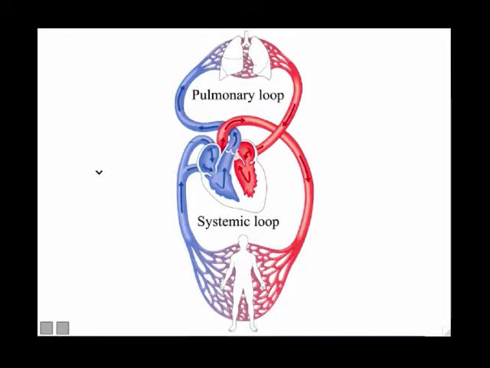Okay, so the walls of the heart are made out of cardiac muscle tissue, which is sometimes called myocardial tissue. And the heart actually has four hollow chambers inside, four hollow chambers that fill up with blood. Okay, but what I really want to emphasize here are these hollow chambers inside the heart. There are four hollow chambers inside the heart.